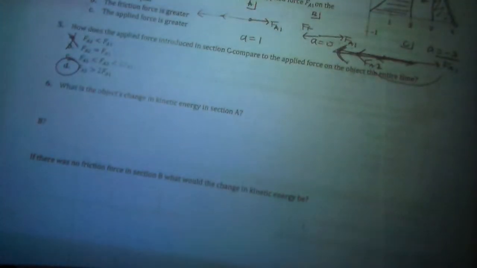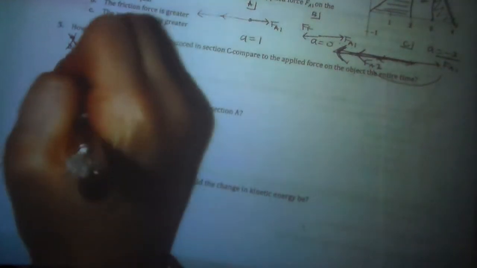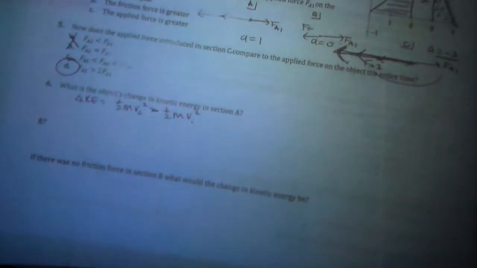All right, here, what is the change in kinetic energy in A? So change in kinetic energy is 1/2 mv² minus 1/2 mv², final minus initial. The mass is 4.